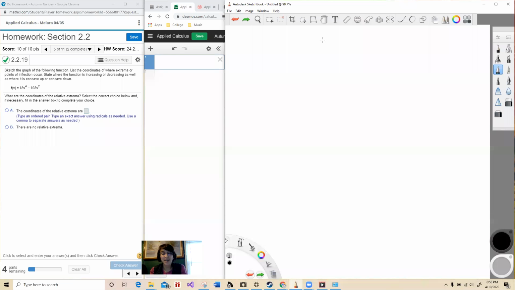Hi, this is Autumn Garibay, a classroom assistant for Applied Calculus, and I wanted to work through this problem. It has a lot of different aspects. We're going to be taking multiple derivatives, using some basic algebra, and be able to visualize it based on those things. So let's read it.